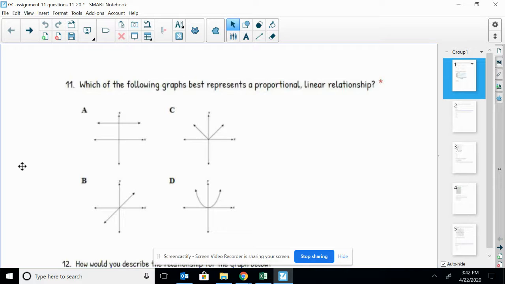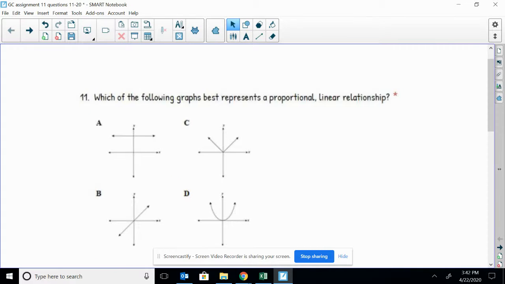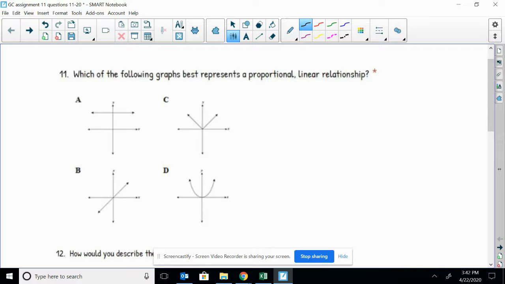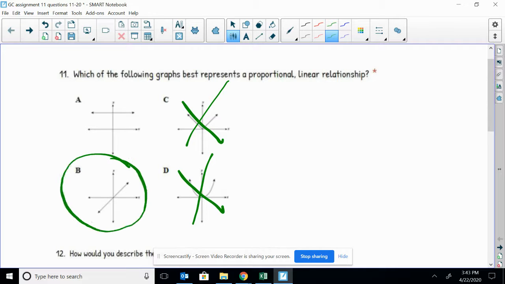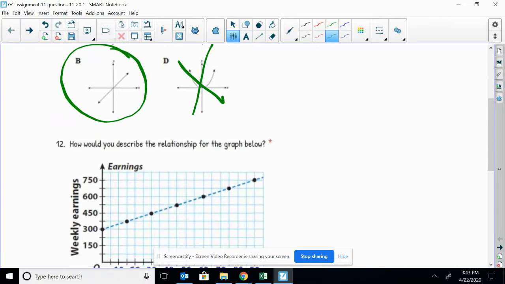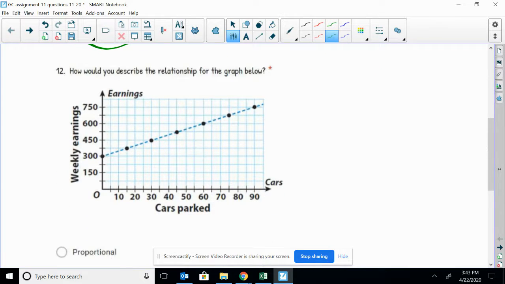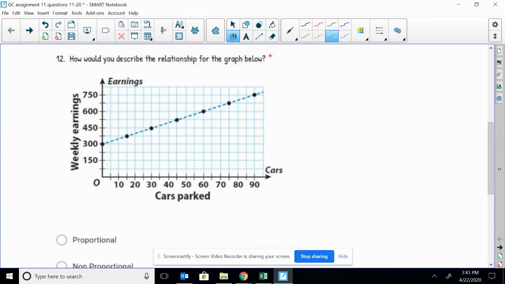So, 11. Which of the following graphs best represents a proportional linear relationship? Remember, linear means line, so it has to go in a straight line, so we know it cannot be C or D. And then we know proportional means it goes through our origin, which is 0, 0. So B is the only one that it could be. So 11 is B.